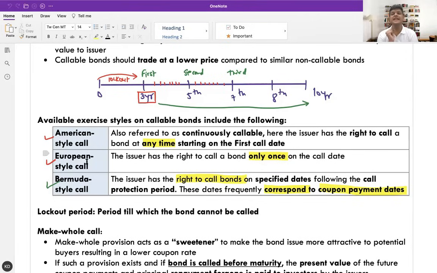Now, many times the issuer is desperate enough to call back the bond and also tells the investor, don't worry, I will compensate for what you've lost.